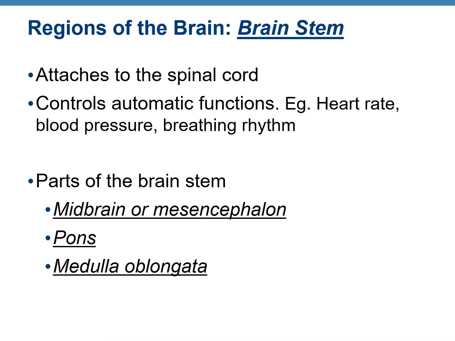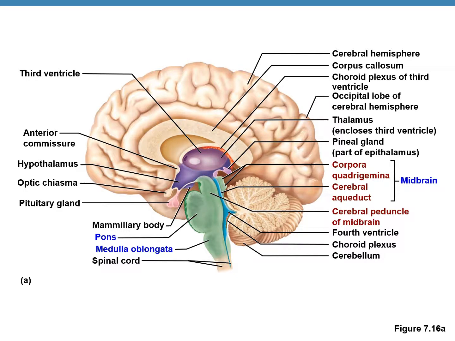The third major region of the brain, the brain stem, attaches to the spinal cord. It regulates automatic functions such as heart rate, blood pressure, breathing rhythm, etc. There are three parts of the brain stem. The first one is called the midbrain or the mesencephalon. The second one is pons, and the third one is medulla oblongata. This figure shows the midbrain, the pons, and the medulla oblongata.